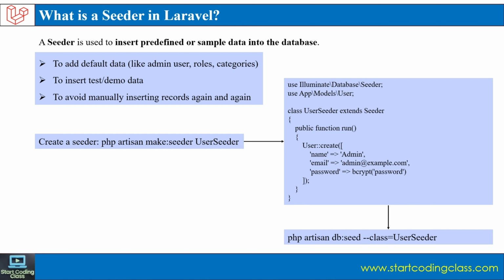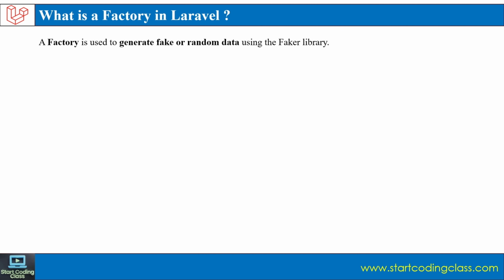So for this, you need to create a factory in Laravel. To fix this problem, you need to use factory in Laravel. It will create 50 records, 100 records, 1000 records, 5000 records, whatever you want. So let's go. Factory is used to generate fake or random data using the faker library. With the help of the faker library, it will create random data.